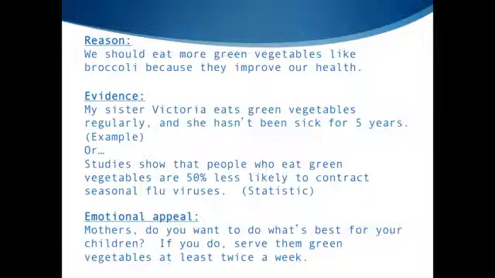So emotional appeal, a nice example of an emotional appeal under this subject might be, mothers, do you want to do what's best for your children? If you do, serve them green vegetables at least twice a week. Okay, so this is appealing to a parent's desire to do the best thing for their children. So that's why it's an example of an emotional appeal.